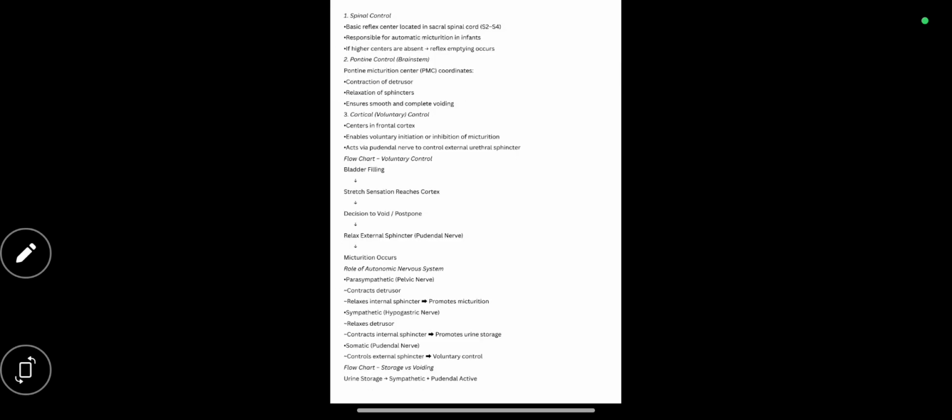Spinal control is a basic reflex center located in the sacral spinal cord, as we have seen in the reflex, and it is responsible for automatic micturition in infants. If higher centers are absent, reflex emptying will occur. Coming to pontine control, that is present in the brainstem. The pontine micturition center coordinates the contraction of the muscle and the relaxation of the sphincter. This ensures smooth and complete voiding of the urine.